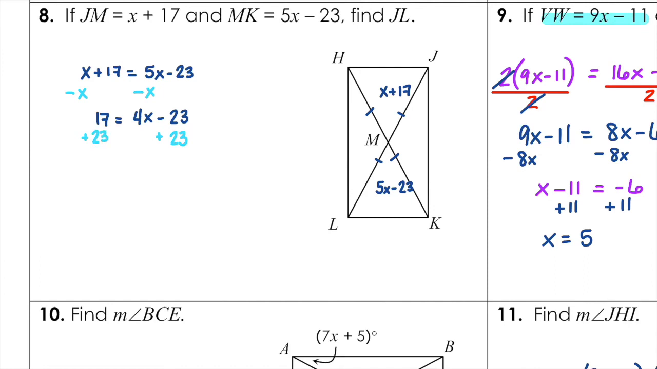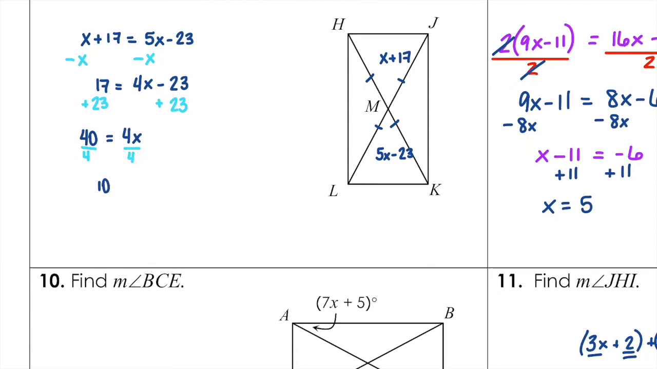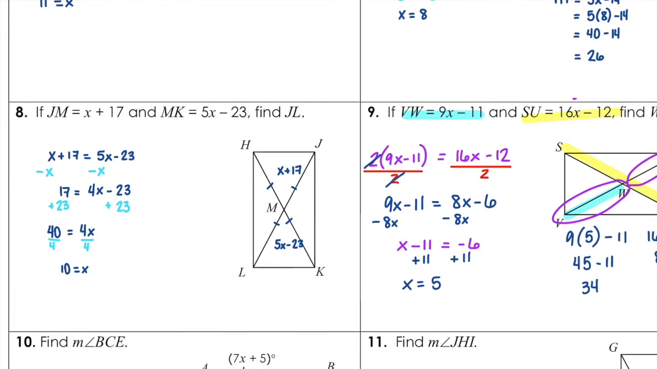17 and 23 give me a number. 40. It is a number. And then divide both sides by 4. So x equals 10. But is that what they wanted me to solve for? No, they want us to solve for JL. So you plug it in.